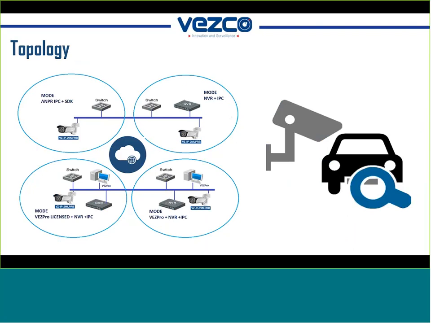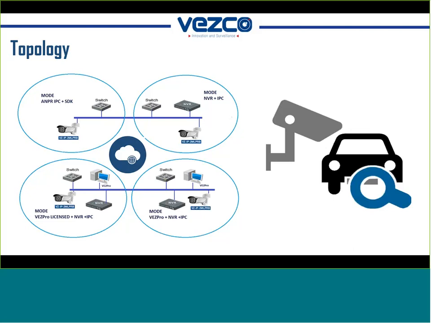The third type we have is when we have the camera connected with an NVR in the licensed version of VEZPro or VEZPro Unlimited. The fourth one is the one that most people would use, which is where we have our free version of VEZPro, an NVR, and an IP camera.